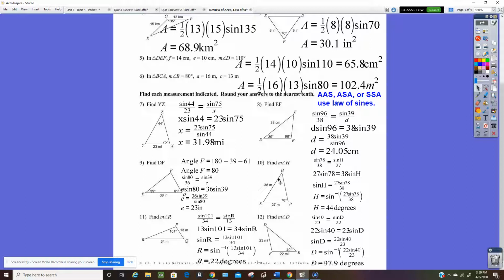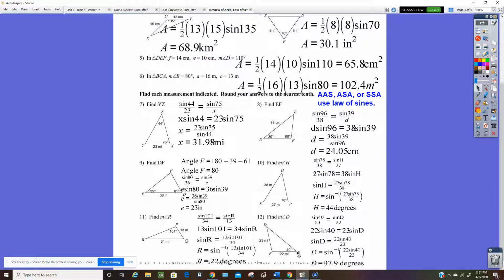So if I want to find H, number 10, sine of 78 over 38 is equal to sine of h over 27. I don't know what that number of degrees is. That's what I'm trying to find. Cross multiplying, 27 sine of 78 equals 38 sine of h. And then h, when I divide both sides by 38, is equal to 27 sine of 78 over 38. So in order to find the angle, I have to do the inverse sine of this ratio here.